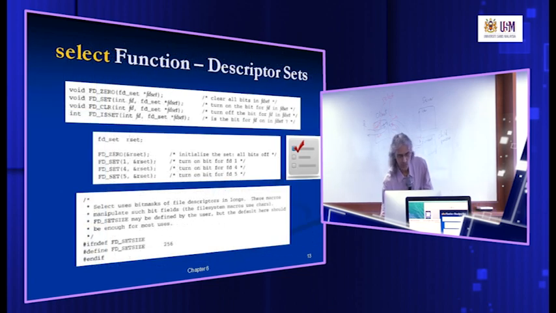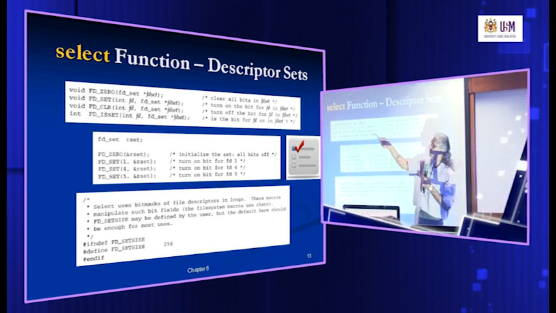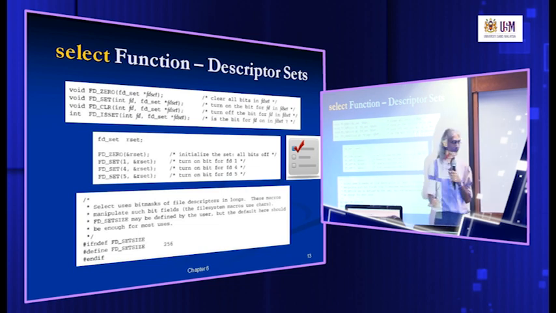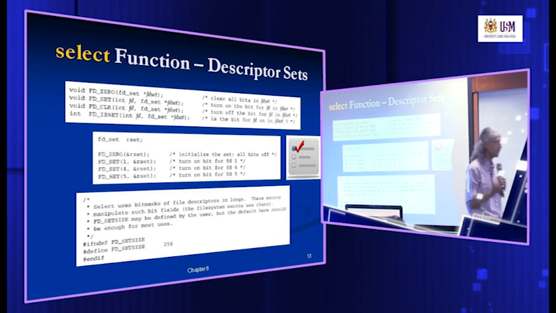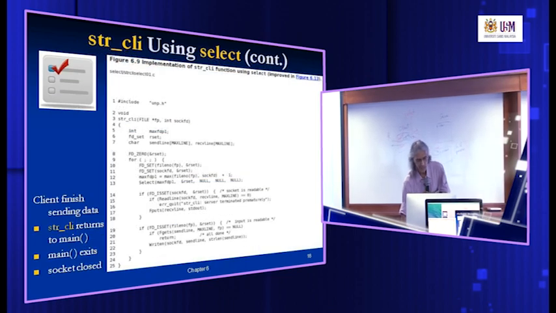There's another function earlier we forgot to see: isSet. isSet is basically to check in the set whether a particular descriptor has been set. That means after you set it, then you run the select, then you check whether a particular descriptor is set or not. It will be set if you've got data, right? So that's what it does.